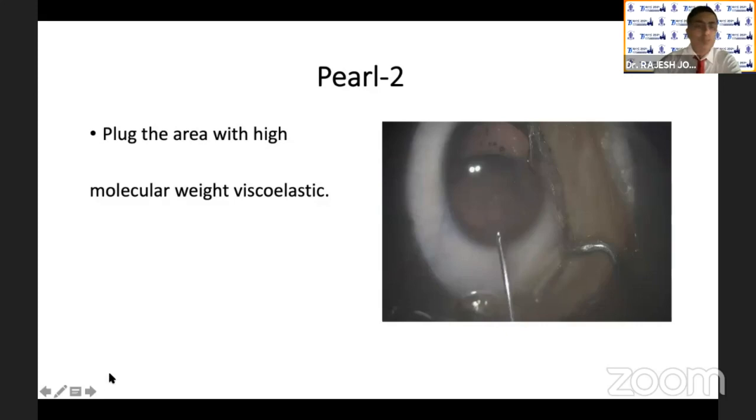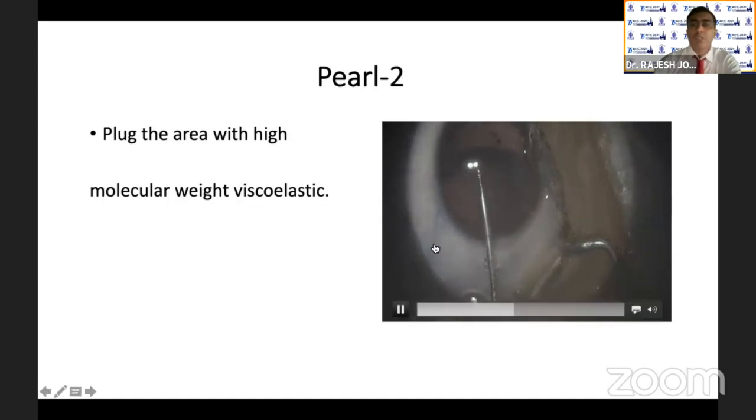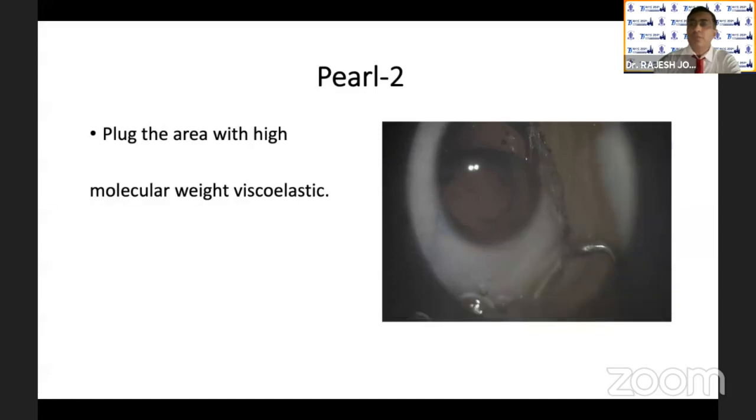Pearl number 2 is plug the area with high molecular weight viscoelastic. If you have subluxation here, you should plug the area with high molecular weight viscoelastic, because if you don't plug it, that can cause vitreous loss from that area.